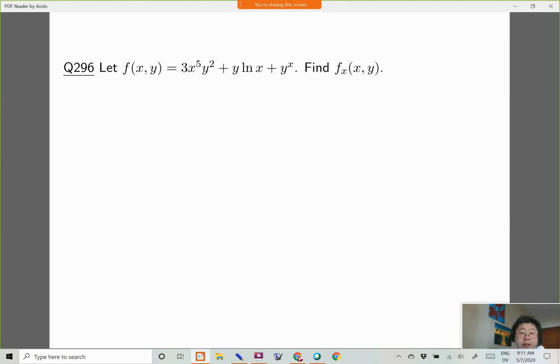So I've got this function f of x comma y equals 3x to the 5th times y to the 2nd times y times ln of x plus y to the x. And I'd like to find f sub x, meaning we're going to treat x like a variable and y like a constant. So to find f sub x, pretend y is a constant. That's the key idea here.